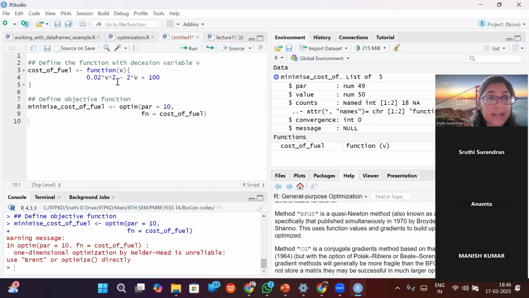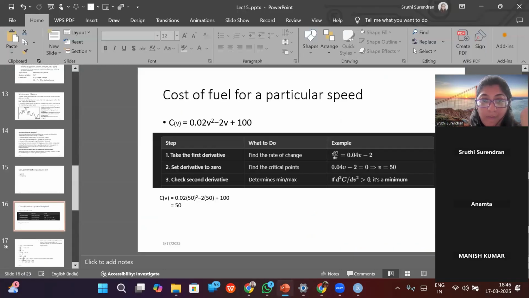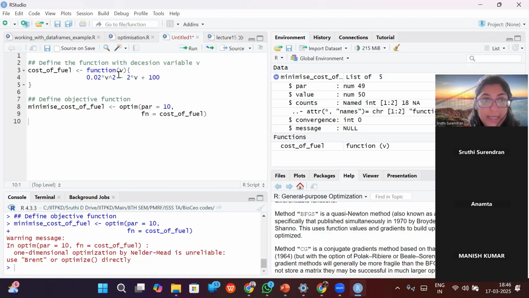So here they are saying that if the parameter is equal to 49, that is V is equal to 49, then you will get the cost of the fuel equal to 50. So our optimized parameter is 49, and the cost of the fuel will be 50 if the parameter value is 49, which is going to be the minimum cost with an effective speed.